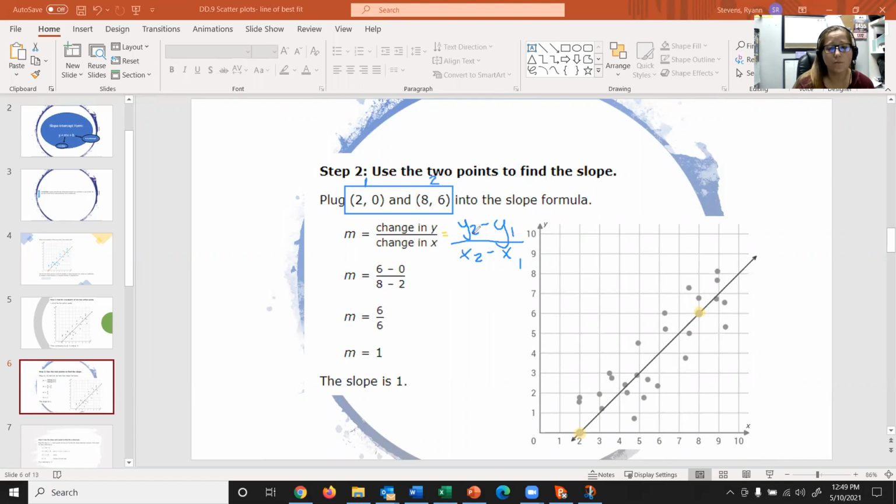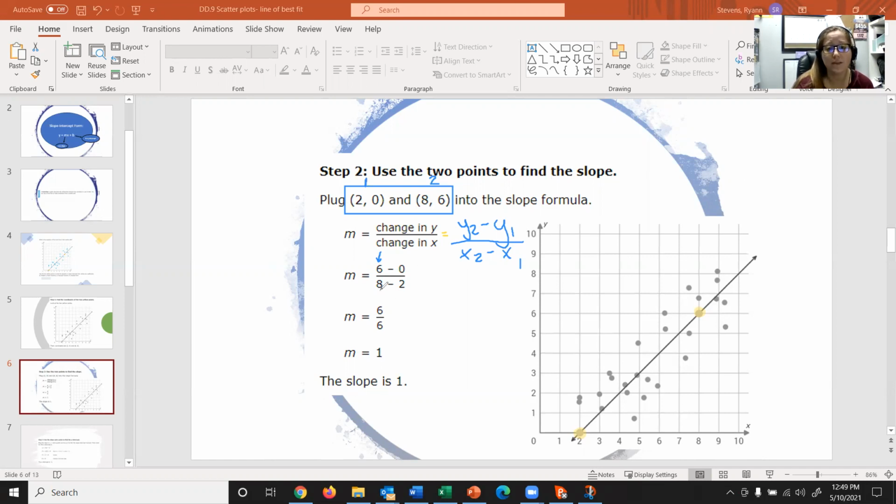We can see that when we plug in the formula, we need y sub 2. So we're going to go to the ordered pair that we labeled 2, and pick out what's in the y spot of this ordered pair, which would be 6. So that's going to go right here. And then we're going to do the same thing for y sub 1. We go to the ordered pair that we labeled as 1, and the y is 0. So on the top, our change in y is going to be 6 minus 0.